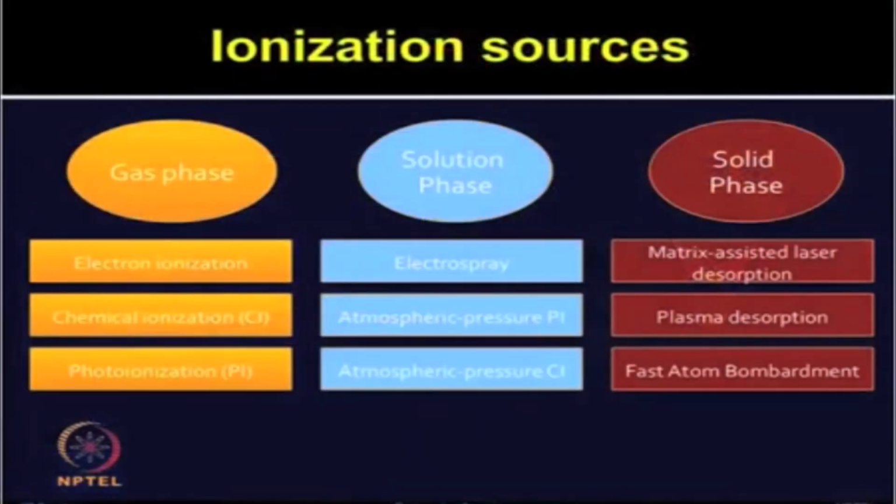With the gas phase, electron ionization, chemical ionization and photoionization are the more commonly used ionization sources. With the solution phase, electrospray, atmospheric pressure ionization and atmospheric pressure CI are the more commonly used ionization sources. With the solid phase, MALDI or matrix-assisted laser desorption ionization, and plasma desorption are the more commonly used solid phase ionization sources.